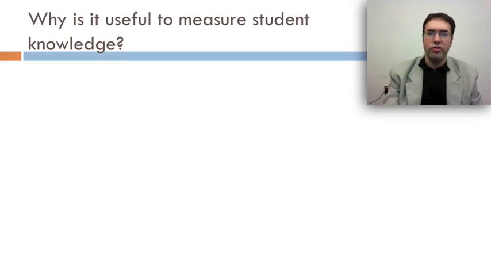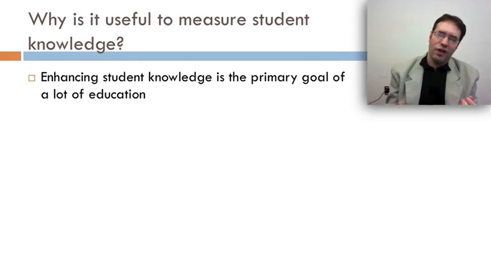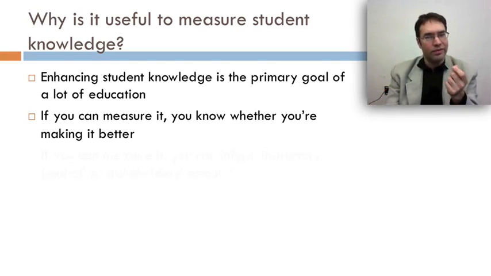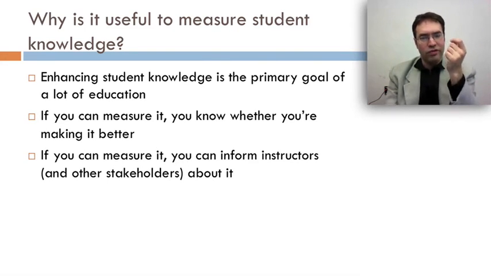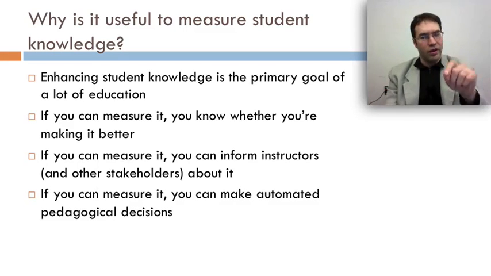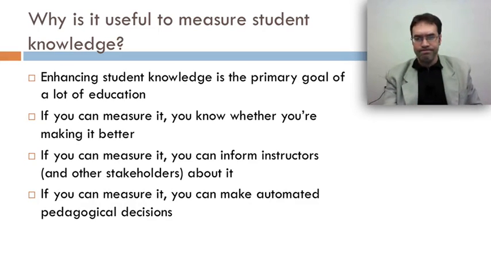Now, why is it useful to measure student knowledge? Well, enhancing student knowledge is the primary goal of a lot of education. And if you can measure it, you know whether you're making it better. And if you can measure it, you can inform instructors and other stakeholders about it. And finally, if you can measure it, you can make automated pedagogical decisions. The system can say, I don't think you're quite ready to move on.